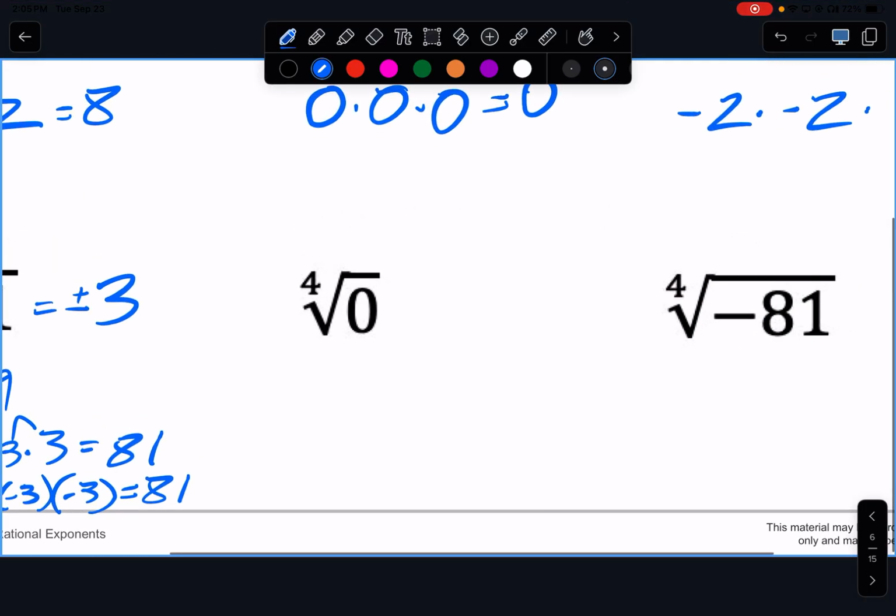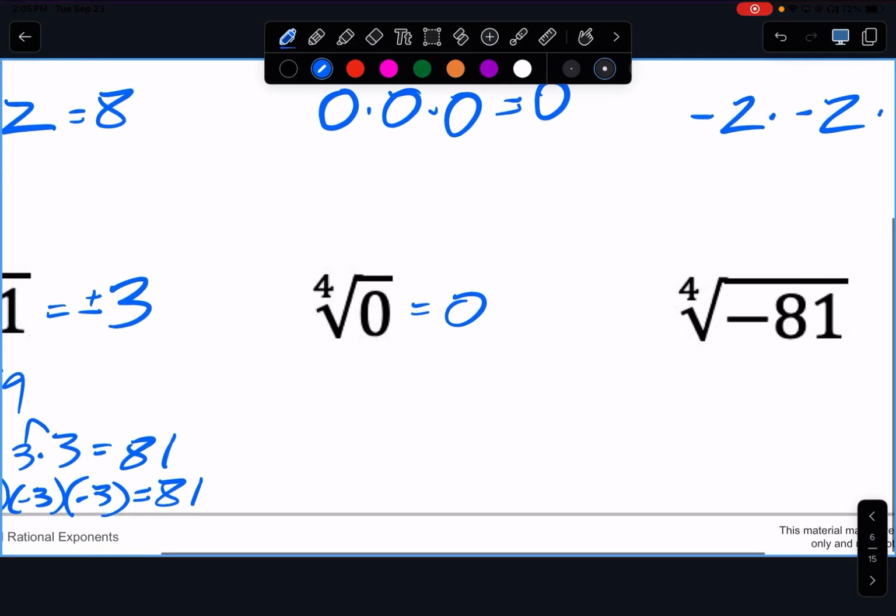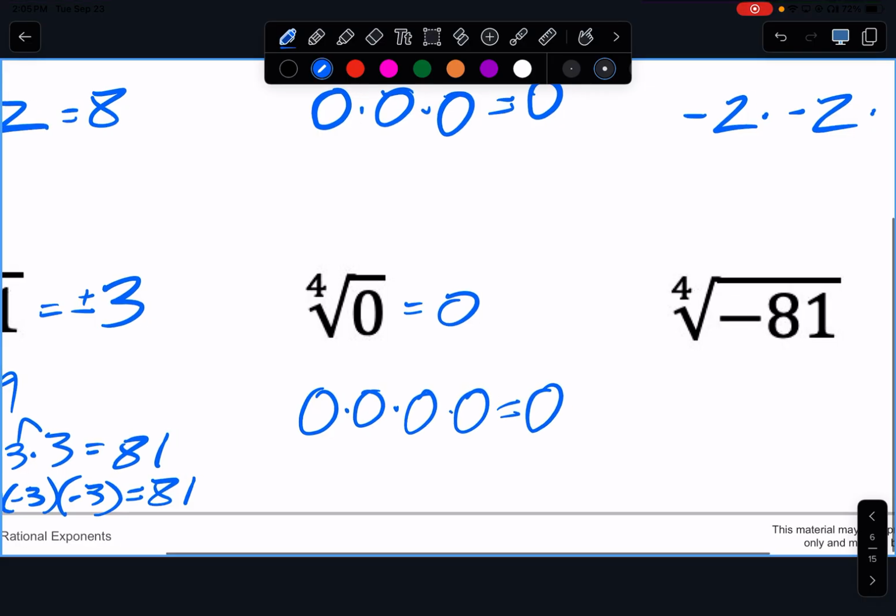All right, how about the 4th root of 0, James? 0. It's 0? Just like the cube root of 0 is 0? It's the same thing? Yeah, because 0 times 0 times 0 times 0 is 0.